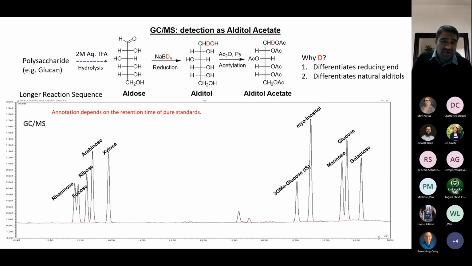Why we use deuterium? It differentiates the reducing end, and it differentiates from natural alditol. In a biological sample, there could be natural alditols, and putting the deuterium will differentiate which is coming from sugar or which is coming from natural alditol. And what happens? This is a GCMS spectrum.